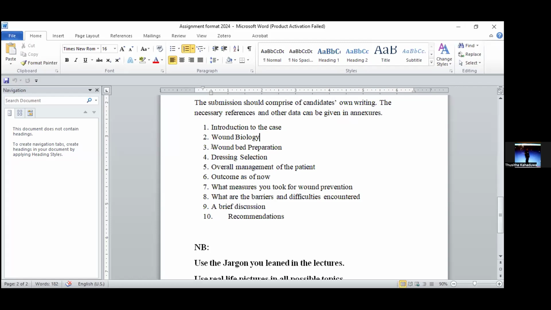So how did you balance out the moisture, and how did you support the epithelial edge? And were there any problems identified? And when you were doing it, did you encounter any particular issues? So that's what we want to hear in wound bed preparation.